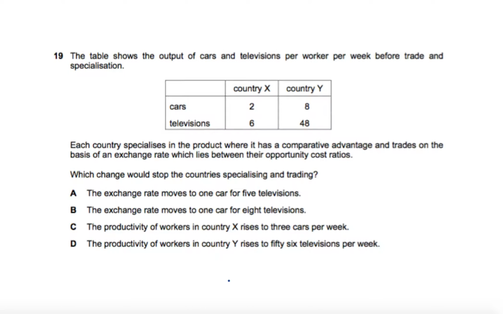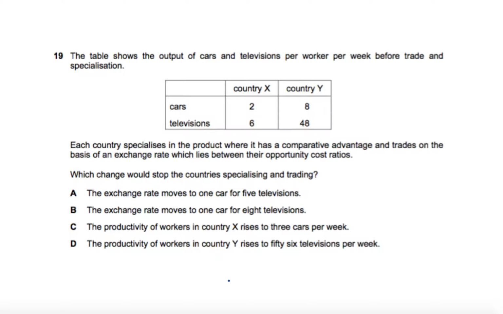Question number 19. The table shows the output of cars and televisions per worker per week before trade and specialization. So we have two countries, country X and country Y, and they produce cars and televisions. Each country specializes in the product where it has a comparative advantage and trades on the basis of an exchange rate which lies between their opportunity cost ratios. Which change would stop the countries specializing and trading?